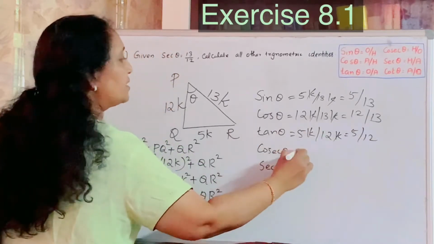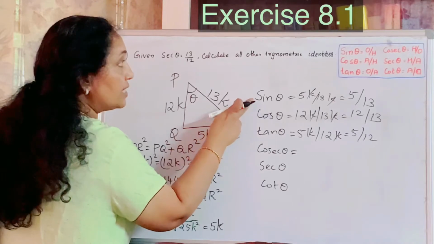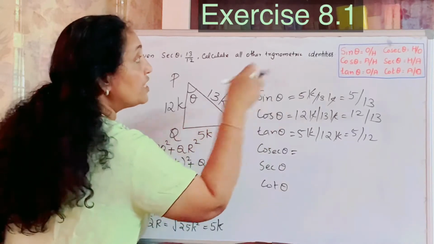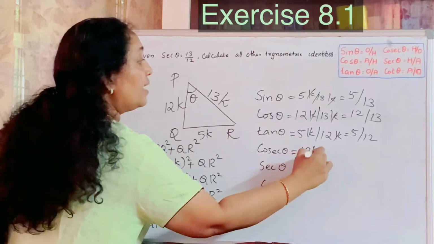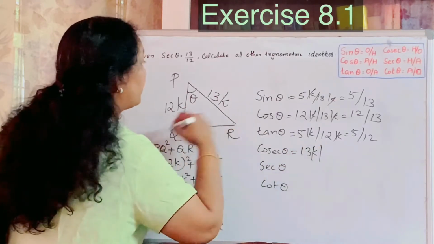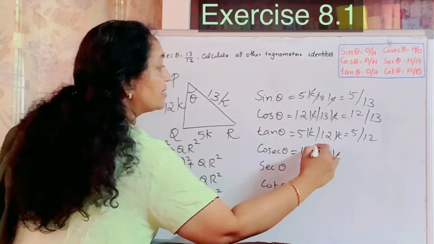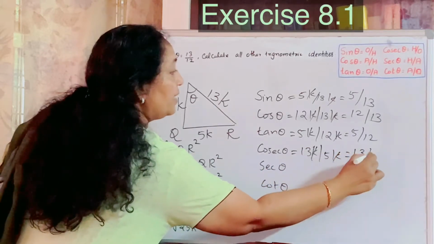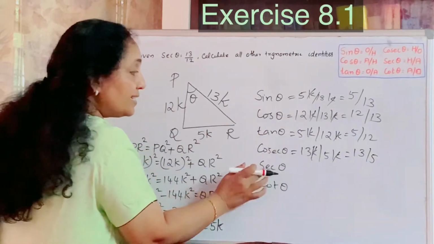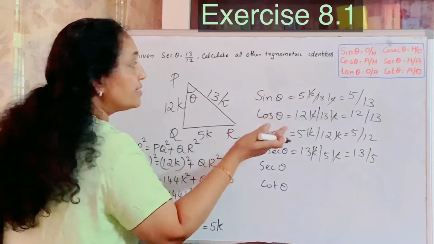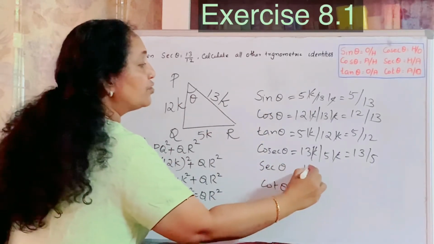Then cosec theta is the reciprocal of this. Okay, cosec theta is equal to hypotenuse by opposite side. Then you will get 13K by 5K. That is 13/5. Then sec theta is the reciprocal of cos theta. That means cos theta is 12/13. That means sec theta is equal to 13/12.